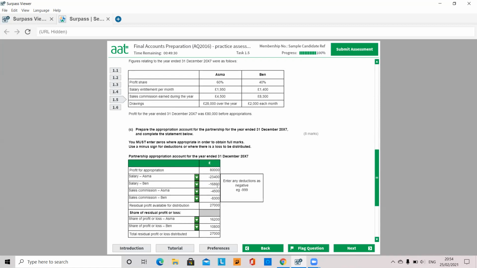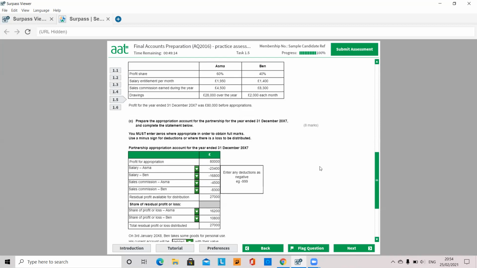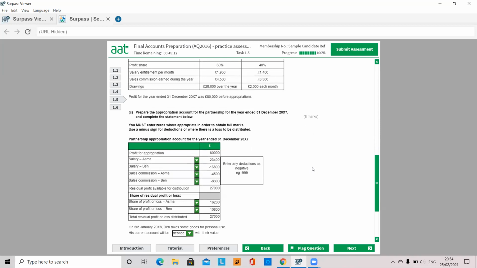So we've taken the salaries off. We then also need to take the commissions off. So out of the profit, we're also going to pay the sales commission that they've earned. So 4,500 to Asma, 8,300 to Ben, which basically means we've got residual profit for distribution. So we've got 27,000. We started off with a profit of 80,000. After we've paid the salaries and commissions, we're left with £27,000, okay? And that is going to be split.